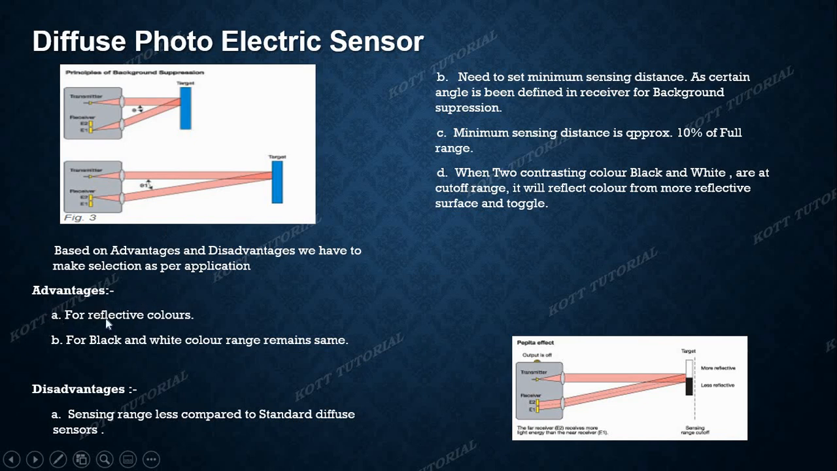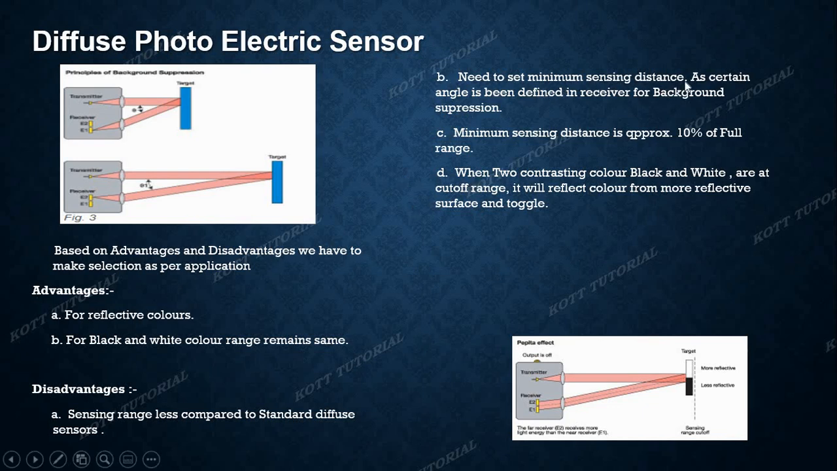Advantages: for reflective color it works successfully. For black and white color range also it works. Now what are the disadvantages? Sensing range is less as compared to a standard diffuse sensor. Yes. See, for a standard diffuse sensor we have a very big sensing range as compared to background suppression, but it cannot successfully detect a black and a white color at a fixed sensing distance.